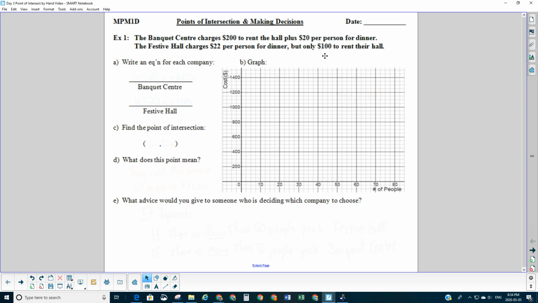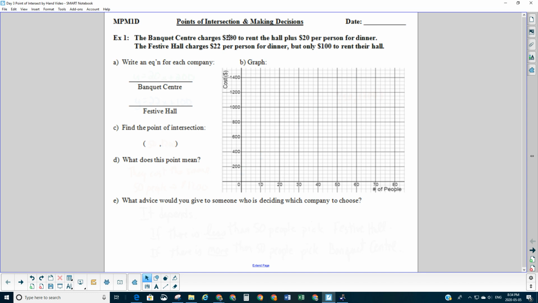So let's actually investigate this and use the math that we've been studying to try and get a better answer to this question. So first we're going to start by writing the equations for each of these. So you've been practicing writing equations, y equals mx plus b, for a while. So let's do it for the first one.